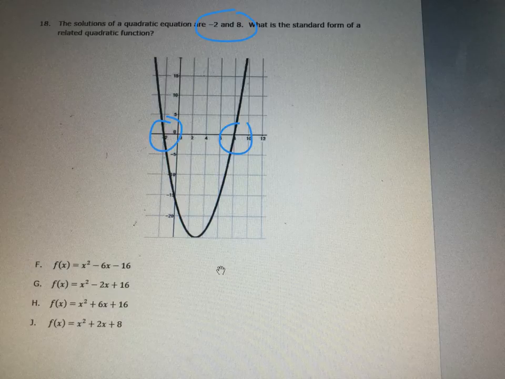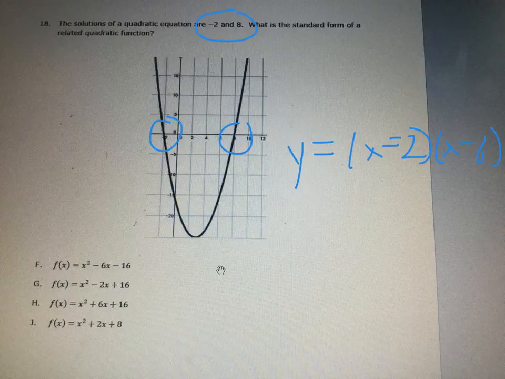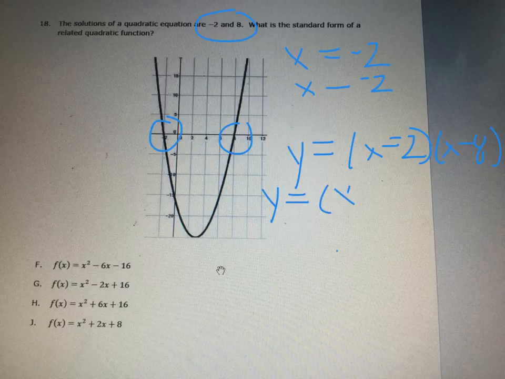So let's write what we know. We know that we have y equals x minus a negative 2 and x minus 8, because if we're given solutions like x equals negative 2, then we write x minus that thing, negative 2, and then we plug it into the equation. So let's write this one more time. Now we have y equals x plus 2, because a negative makes a plus, and x minus 8.